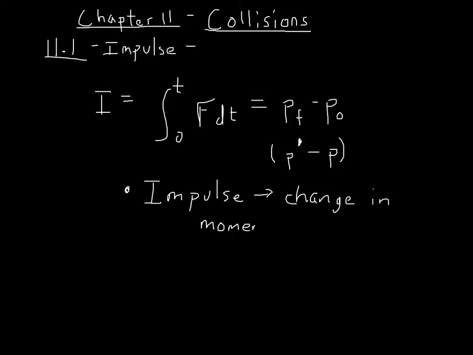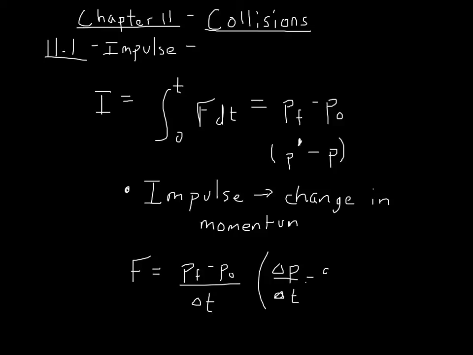And you can find this in your book. You can look through your book to see what happens when you invert the equation that you get for impulse. You will find that force is equal to p final minus p initial over change in t, which we should expect because force is a change in momentum over a change in time, which is dp/dt. So force is dp/dt. So this equation for impulse is really just the definition of force. It's Newton's second law.